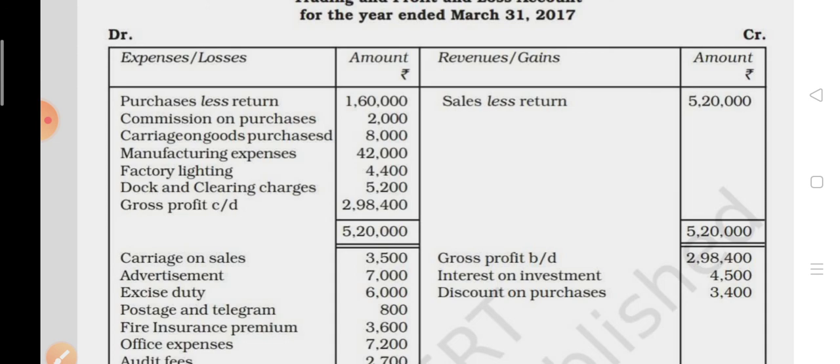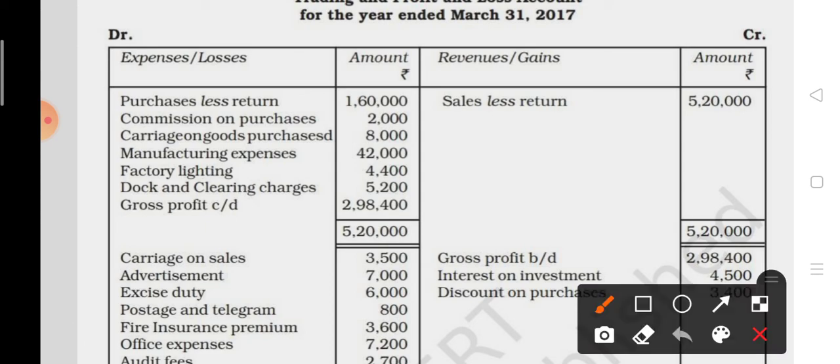Now you have to prepare first the trading account and after that the P&L account. And the format, you know, the first side belongs to debit and the second side belongs to credit. Now what you have to write down in the trading account: the first thing is opening stock. Here opening stock is not given, so do not write opening stock. And after that you have to write down the purchases less return.